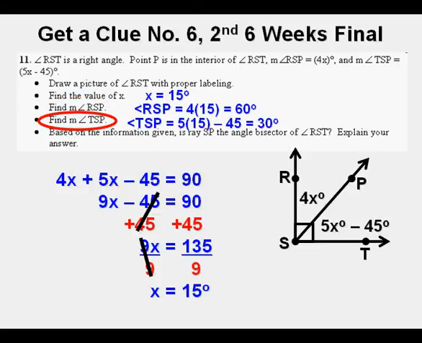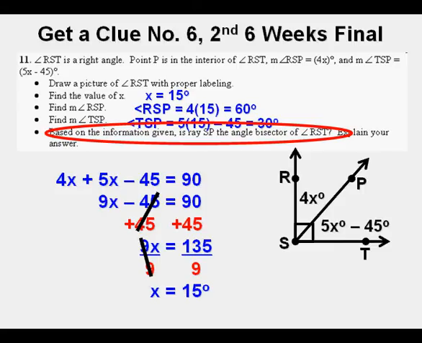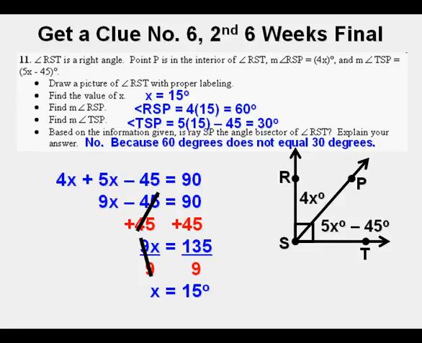Now we go to the next step, finding the measure of angle TSP, and it's 5 times 15 minus 45, or 30 degrees. Now the last step, is ray SP the bisector of angle RST? No, it's not, because angles RST and TSP are not equal, and so the ray is not a bisector.